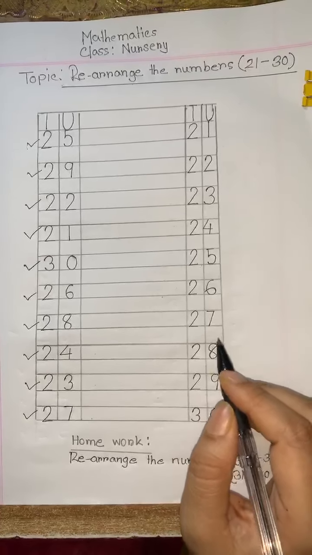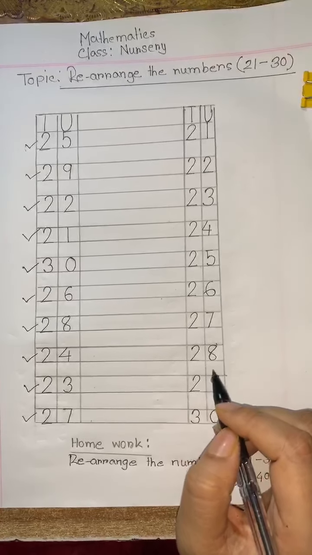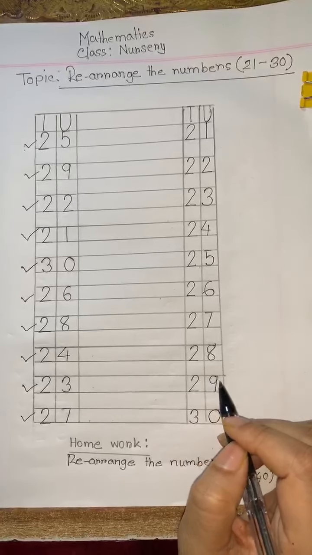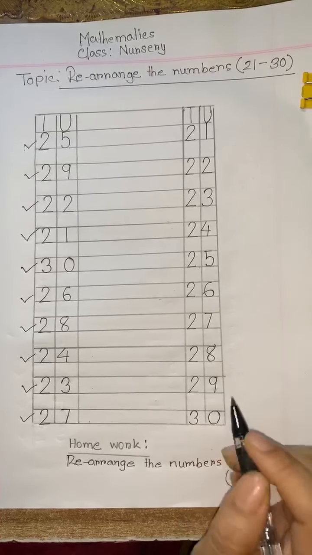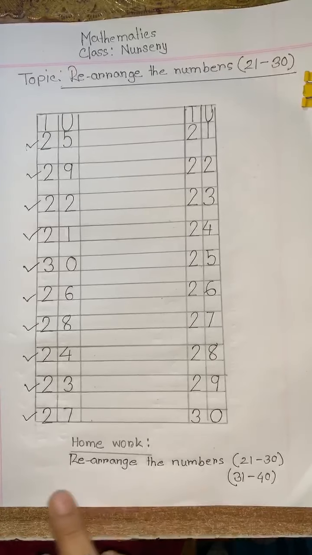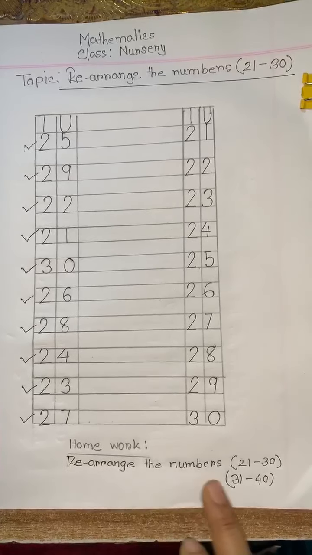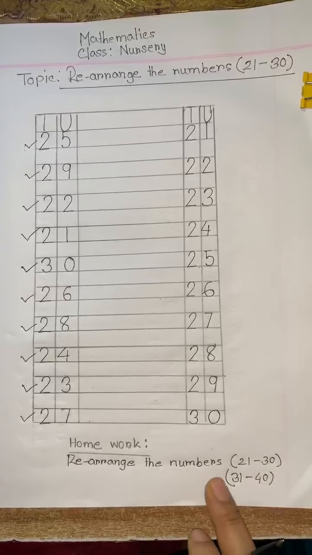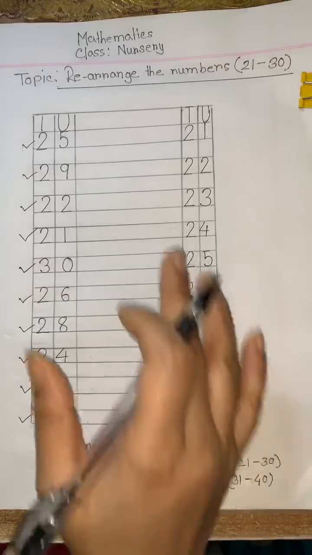What we have learned from today's lesson, you will practice it again and again at home. Now I will give you homework. You will rearrange the numbers 21 to 30 and 31 to 40 same this way.